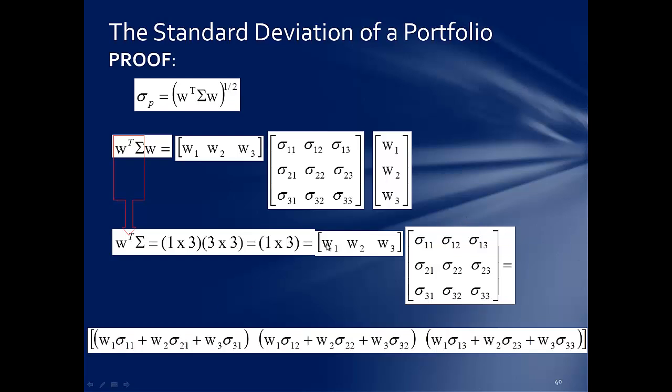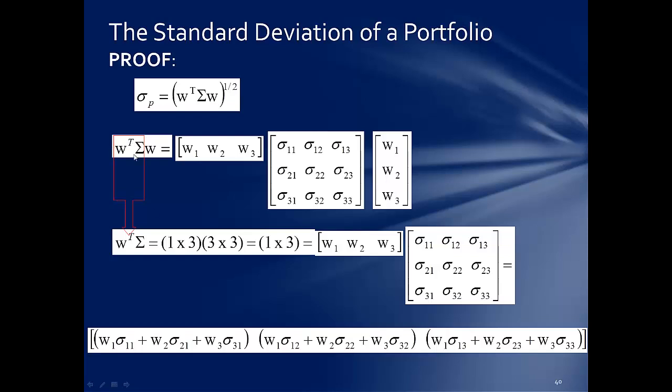So it would look like this. For element 1,1, it would be weight 1 against sigma 1,1, weight 2 against sigma 2,1, weight 3 against sigma 3,1, add up the products. To get element 1,2, we take row 1, column 2. So weight 1, sigma 1,2, weight 2, sigma 2,2, weight 3, sigma 3,2, add up the products. In order to get element 1,3, we take row 1, column 3. So weight 1, sigma 1,3, weight 2, sigma 2,3, weight 3, sigma 3,3, add up the products.